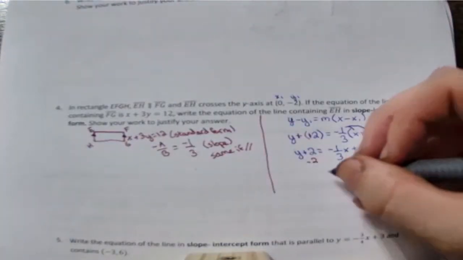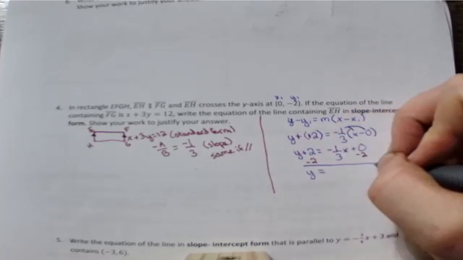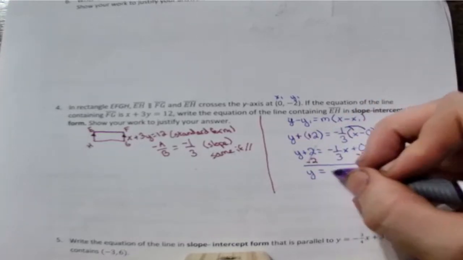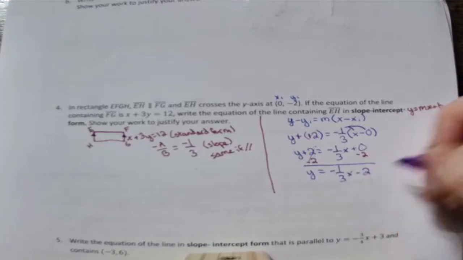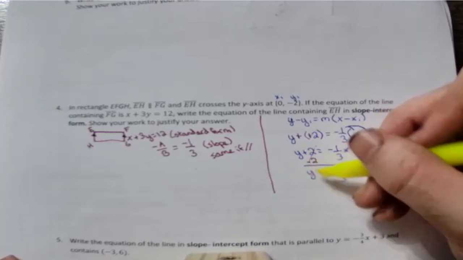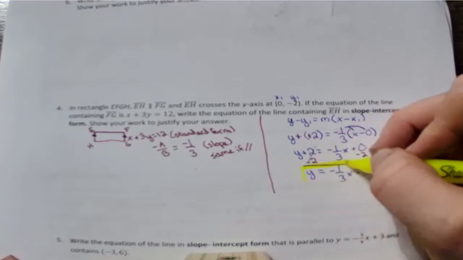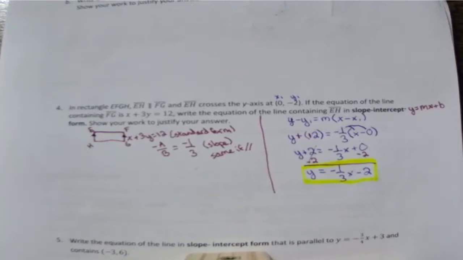and what I get is y equals negative 1/3 x minus 2. So in this problem, if I wanted to create the equation that goes through that point in slope-intercept form, this would be my answer. And we kept the slope the same because they are parallel.